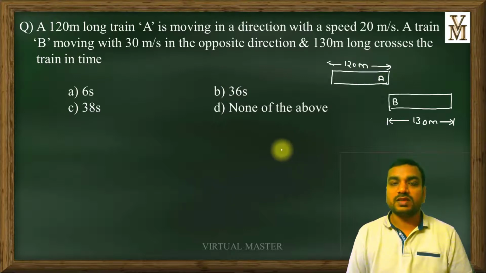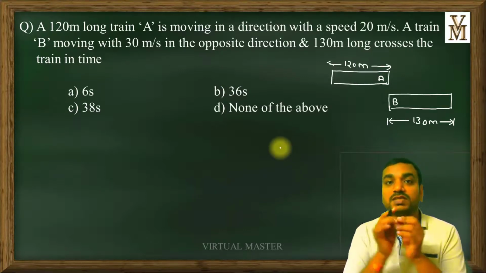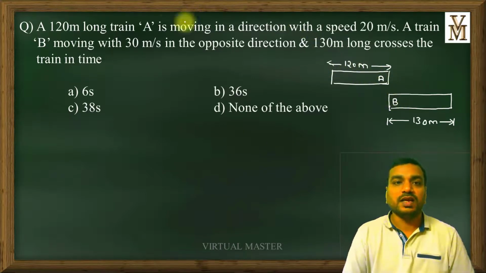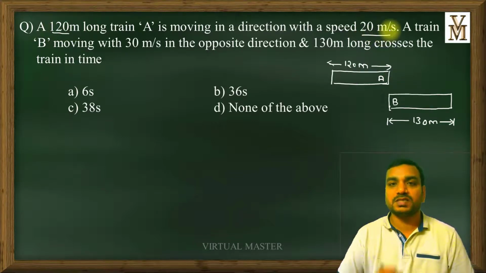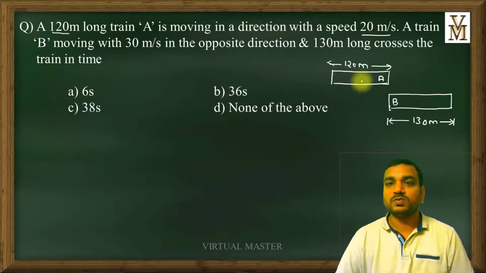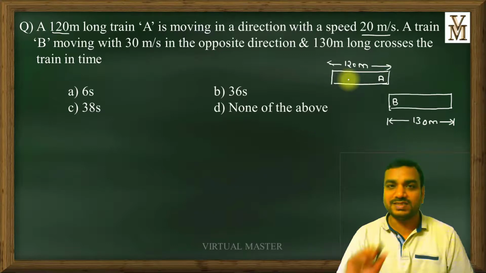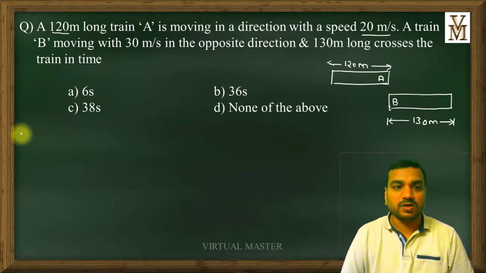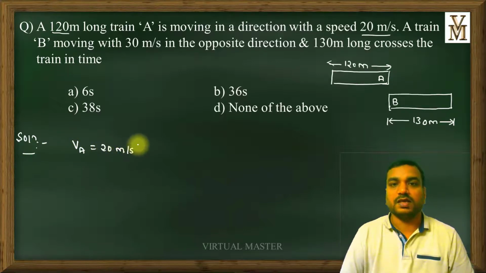Now what is given in the question? In the question it is mentioned that there are two trains, train A and train B. Train A is 120 meters long and it is moving with a speed of 20 meters per second. I have represented the train with a rectangular box, it is just an imagination. I will call the speed of train A as VA, VA equals 20 meters per second.